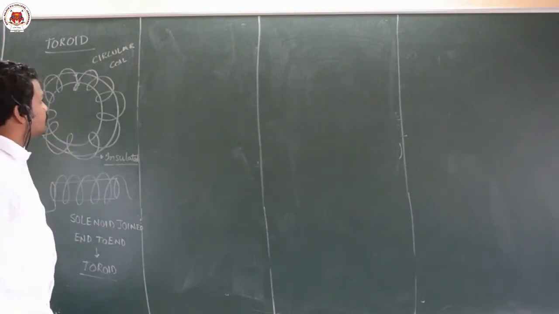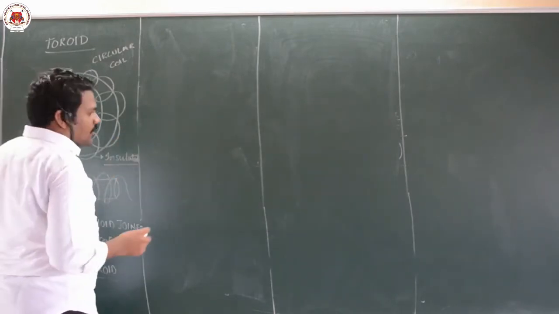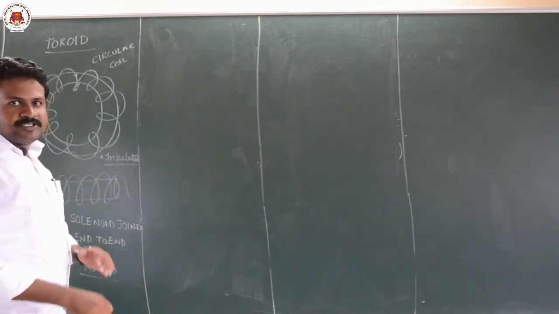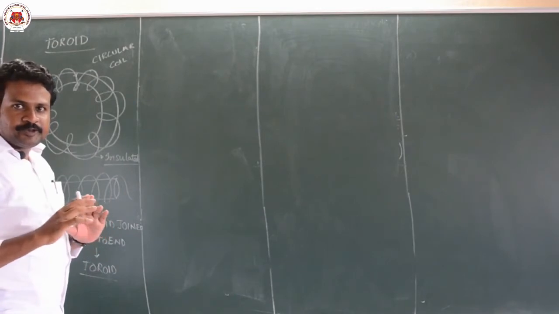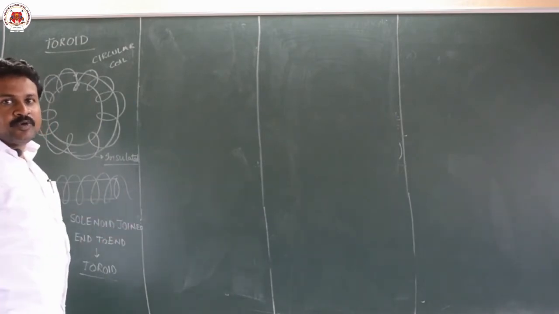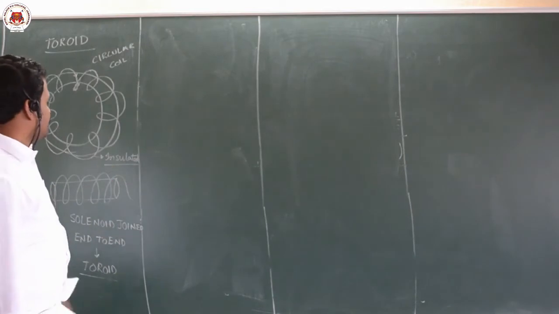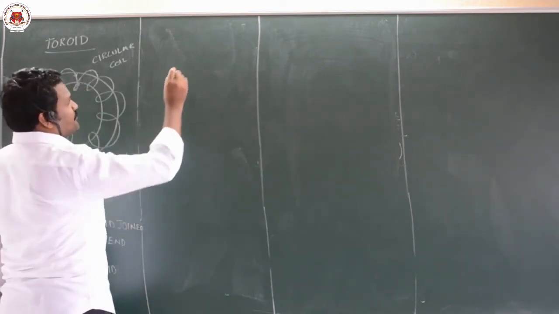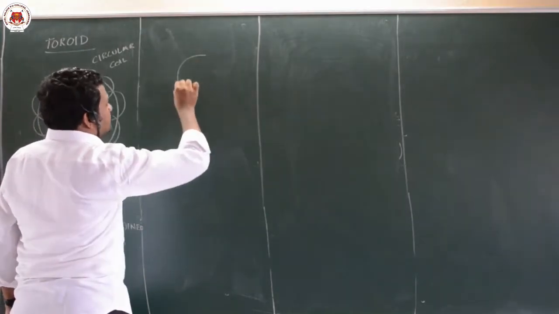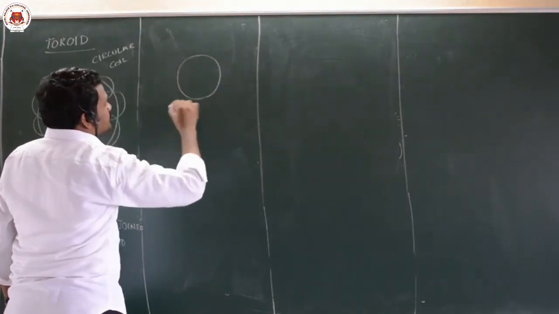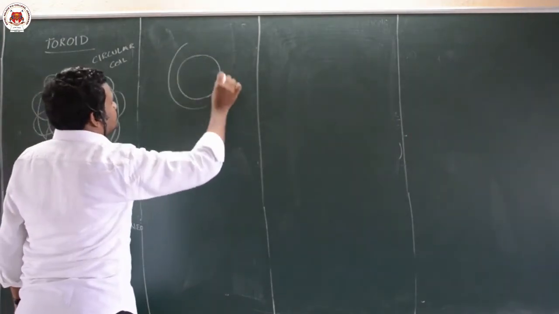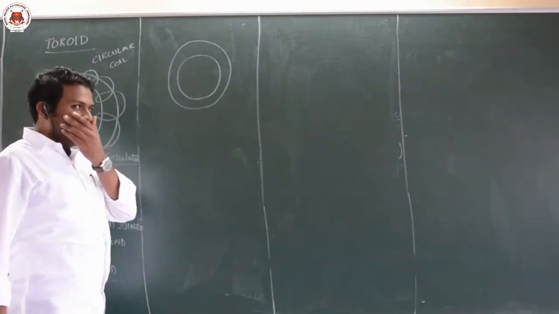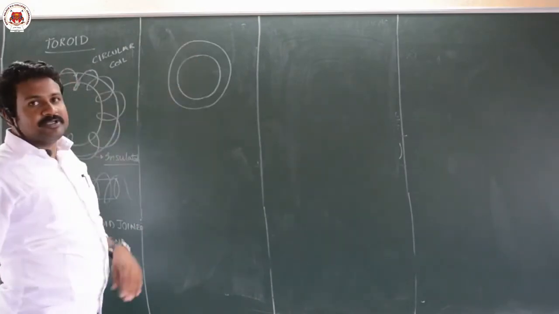Now, for this toroid, we have to find the magnetic field, just like for the solenoid. In the case of a solenoid also we took 2 or 3 points and found the magnetic field. Here also we will take 3 points and find the magnetic field. Before taking those points, I will give the direction of current.